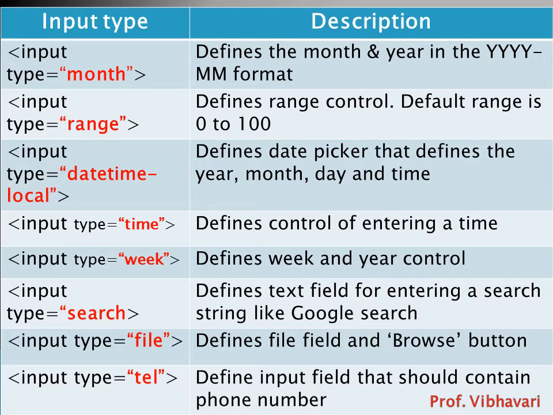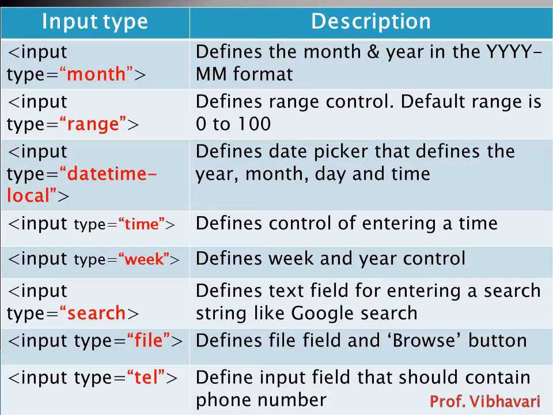So if you require to represent only the year and month, you can use input type equal to month. If you sometimes require to represent a range, input type equal to range defines the range control, and the default range is 0 to 100. Input type equal to datetime-local defines the date picker with the year, month, day along with the time. Input type equal to time defines the control for entering the time. Input type equal to week defines the week and year control.